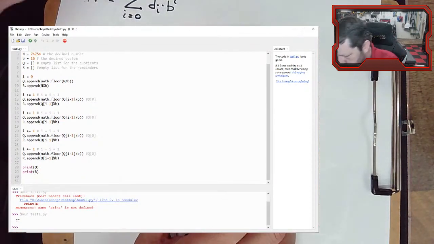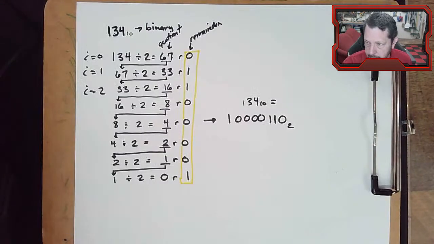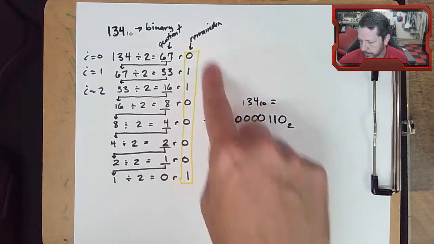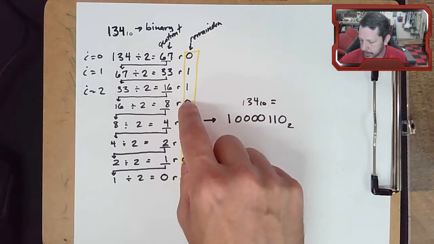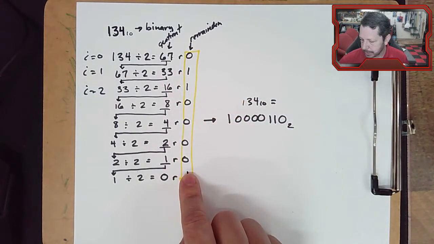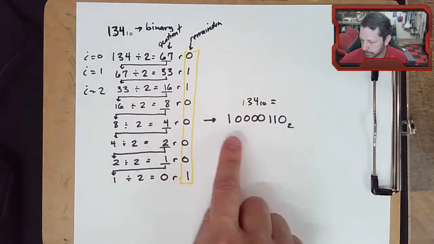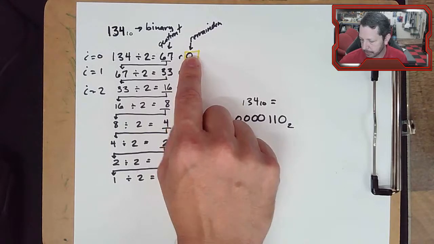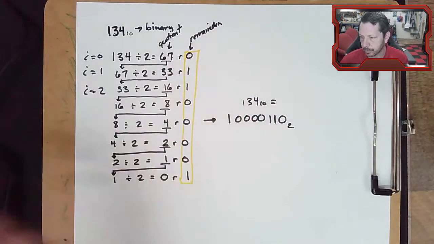Remember though, also back over here, remember I want the remainders, right? It put them in this order, but I actually want to read them out in this order. So this one being the most significant bit, this one being the least significant bit. I want to read them out the other way.